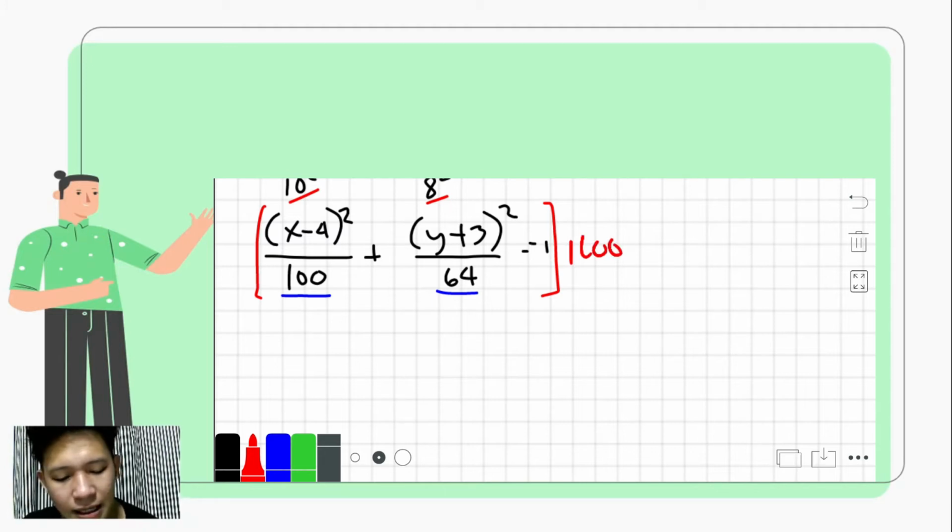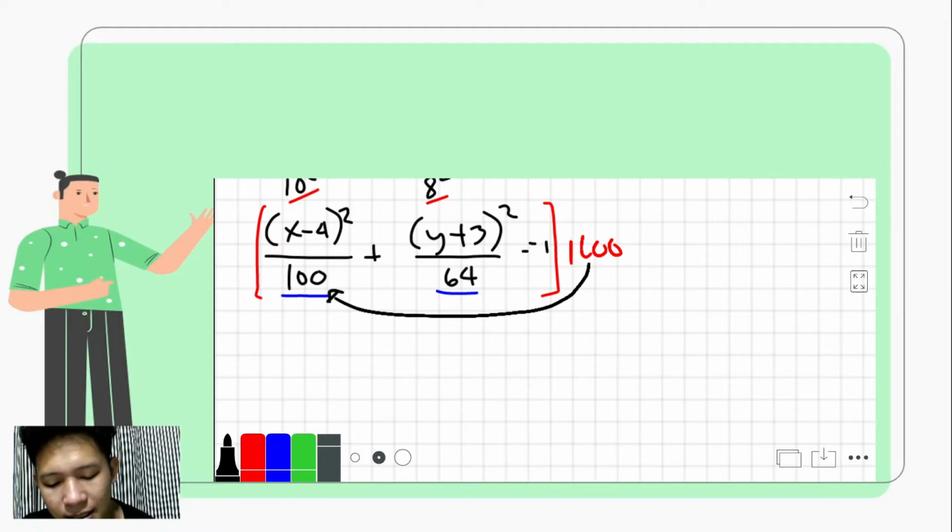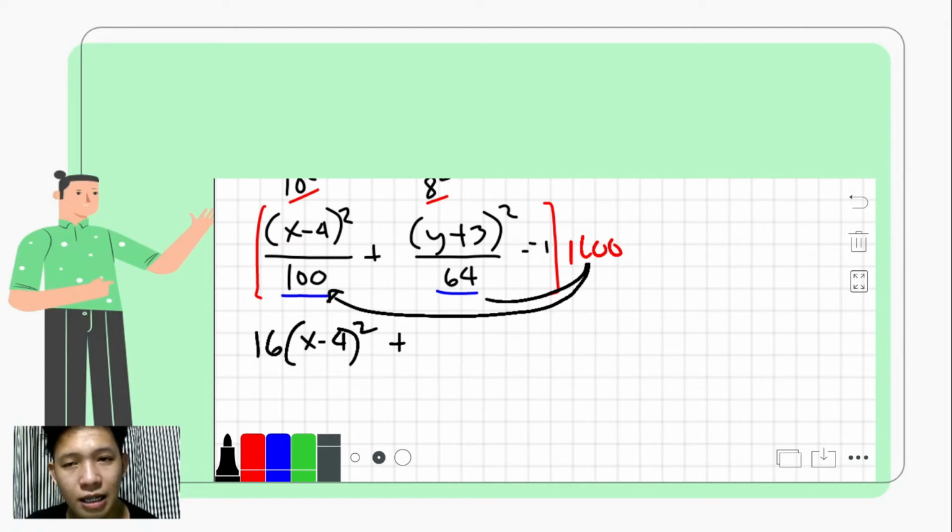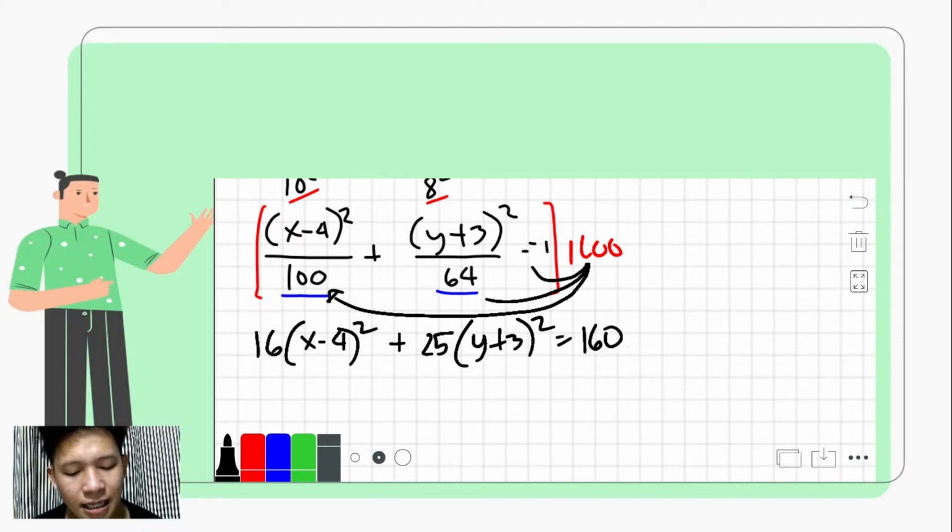So we have here 1,600 divided by 100, that is 16. So this is what we multiply to x minus 4 squared. Then plus, 1,600 divided by 64, that is actually what? That is actually 25. That is what we multiply to y plus 3 squared. And then we have 1,600 times 1, the 1,600. Okay? The first thing we will simplify here is the square of the binomial.